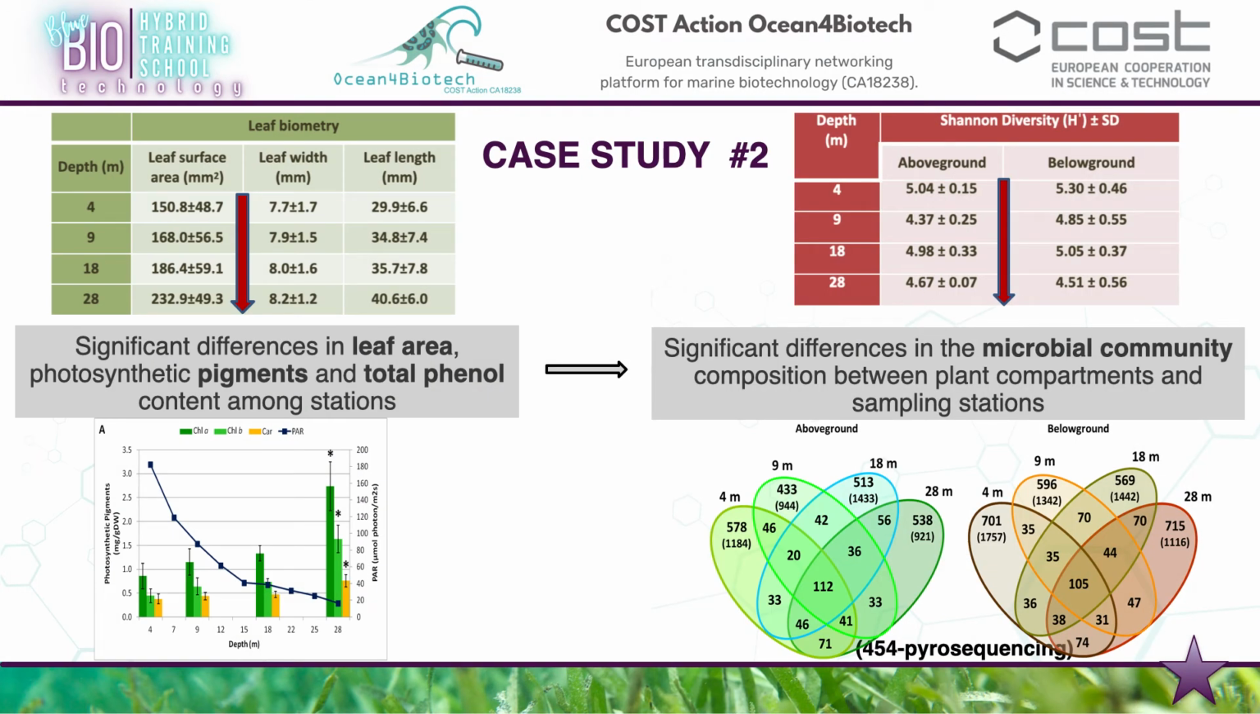And this is true also for the case number 2, that is the case of the depth gradient. Also in this case, we found differences in leaf area, pigments, and total phenols among the station, mirrored by differences of the microbial community, both above ground and below ground. So also in this case, we saw these differences reflected by the microbial communities.